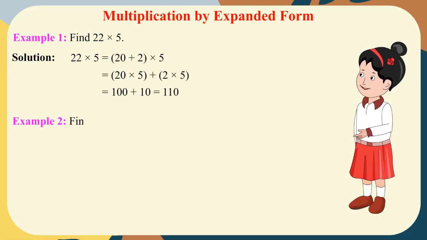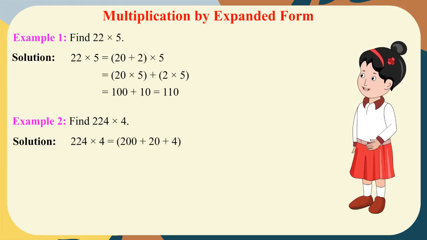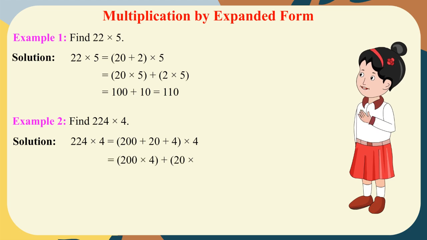Example 2. Find 224 multiplied by 4. Solution. 224 multiplied by 4 is equal to (200 plus 20 plus 4) multiplied by 4, which is equal to 200 multiplied by 4 plus 20 multiplied by 4 plus 4 multiplied by 4, which is equal to 800 plus 80 plus 16, which is equal to 896.